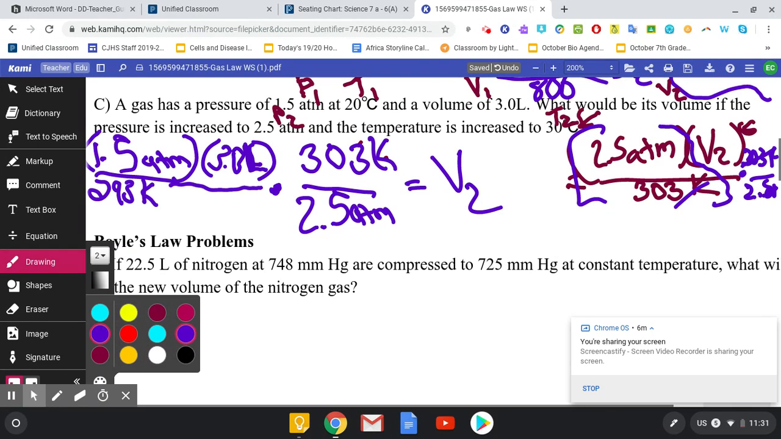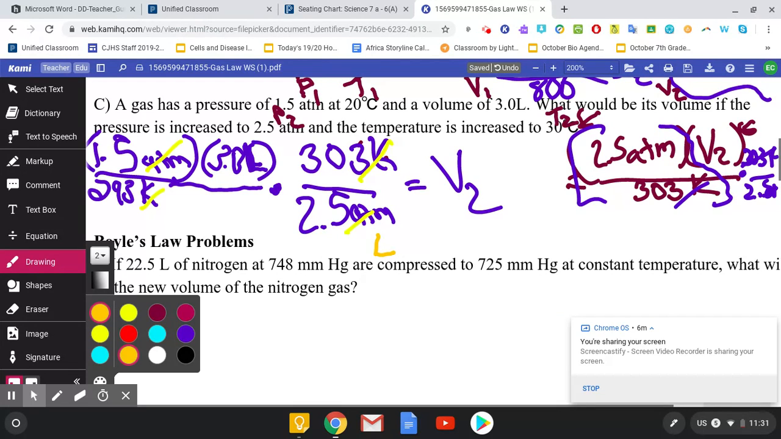So now let's cross off our units. Atm, top and bottom, I can do that. K, top and bottom, I can do that. That means my answer is going to end up being in liters. Let me use a different color too. Let's go with this color.